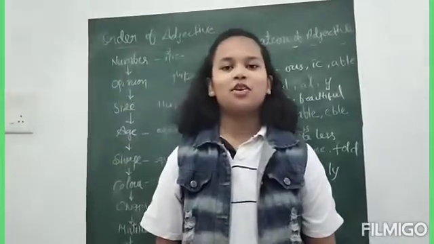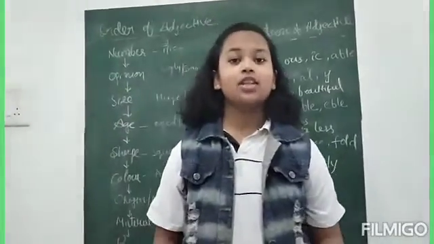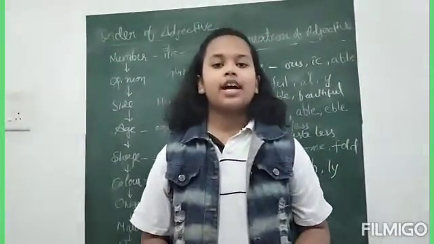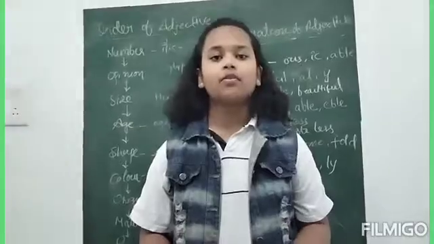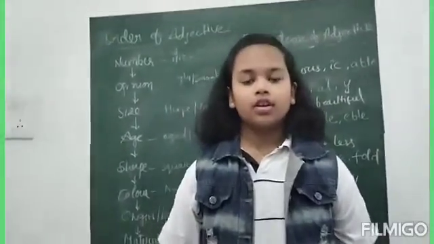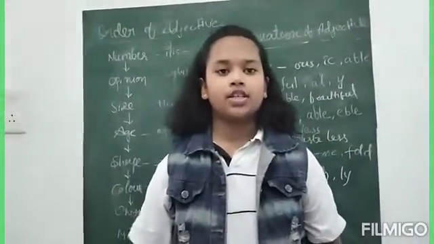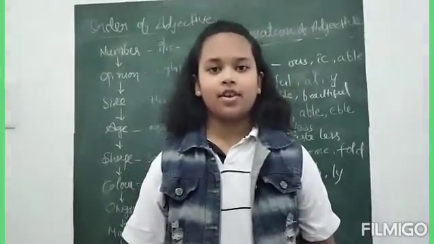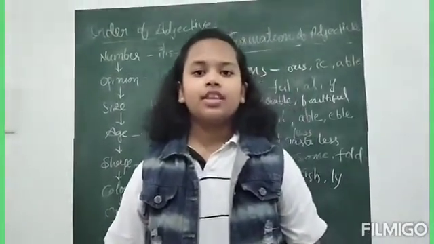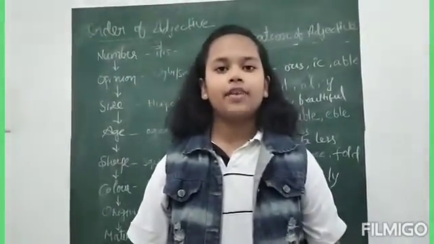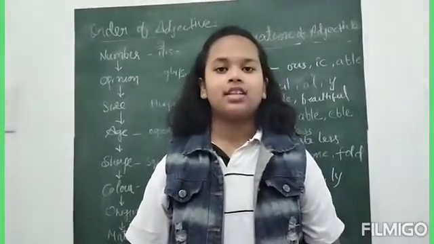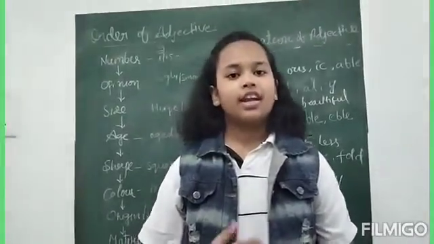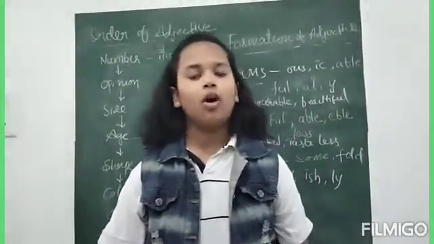Now let us talk about compound adjectives. A compound adjective is an adjective which is formed with one or more words. Usually these adjectives are linked with a hyphen. Example, that girl is well known. Here well known is not linked with a hyphen, but it can be used as a compound adjective.